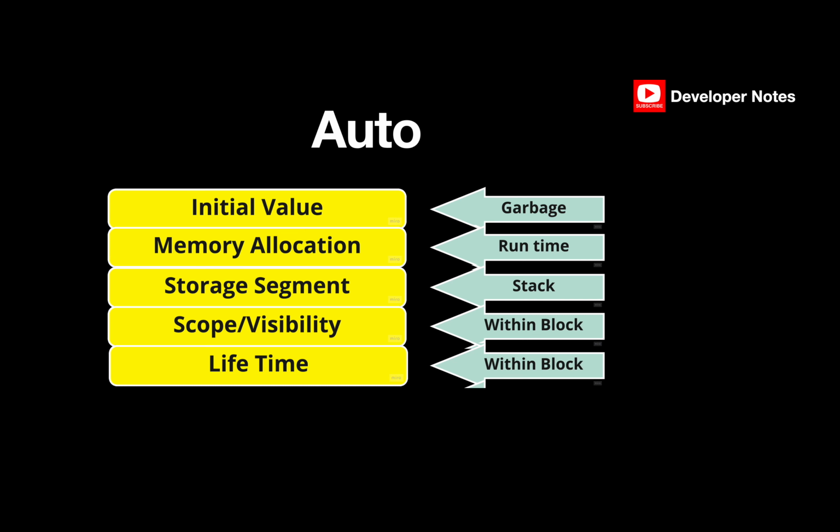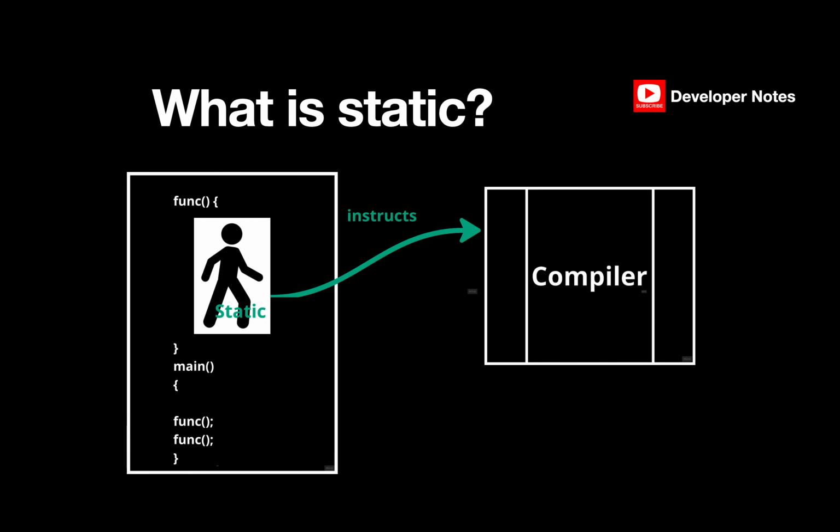By default, auto tags along with variables if no other specifier is explicitly specified. If the variable is not initialized, it might hold a garbage value. Memory allocation is done at runtime. This also means it is stored on the stack segment but not heap. As we discussed earlier, the scope is within the block where it is defined or declared. Since it is auto, its lifetime ends when the end of the block is reached. There are more things to cover in static, so I kept the static to the end of the video.